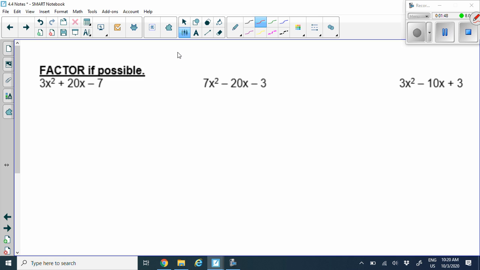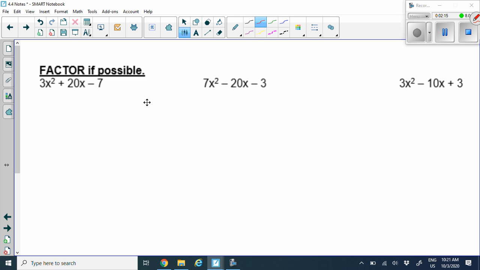Okay, let's start off. So factoring is possible. Our first one is 3x squared plus 20x minus 7. First thing you always need to check, is there a common factor? First, let's see if there's any numbers other than 1 that go into 3, 20, and 7. Well, there aren't any numbers that 3, 20, and 7 have in common. What about a variable? Well, not all of them have a variable. Notice the 7 does not, so we cannot take an x out.